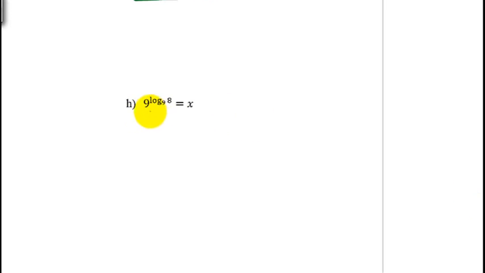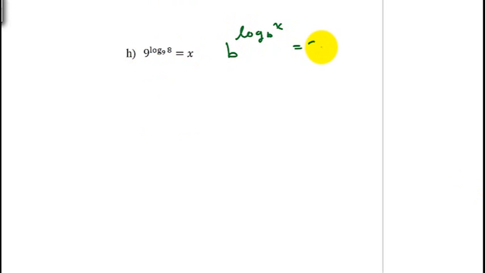And our last example here, again, we can just use the property of logs. We had a property that said if you have b raised to the log base b of x, that this is equal to x. And so we have the base here and this base of the log are the same. And so we know that this number has to match this number. And so x has to be equal to 8.